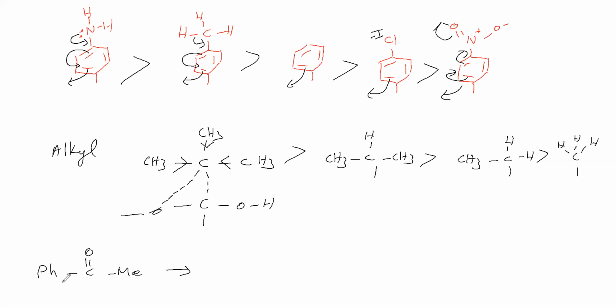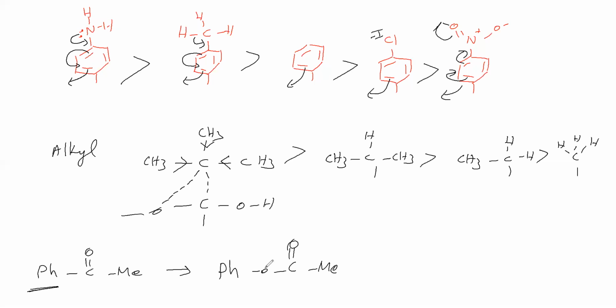First, we have to see which is having higher migration tendency. Aryl is having higher migration tendency. Between that and CO, you have to introduce oxygen in Baeyer-Villiger oxidation. Therefore, between Ph and CO, introduce oxygen. It is a product.